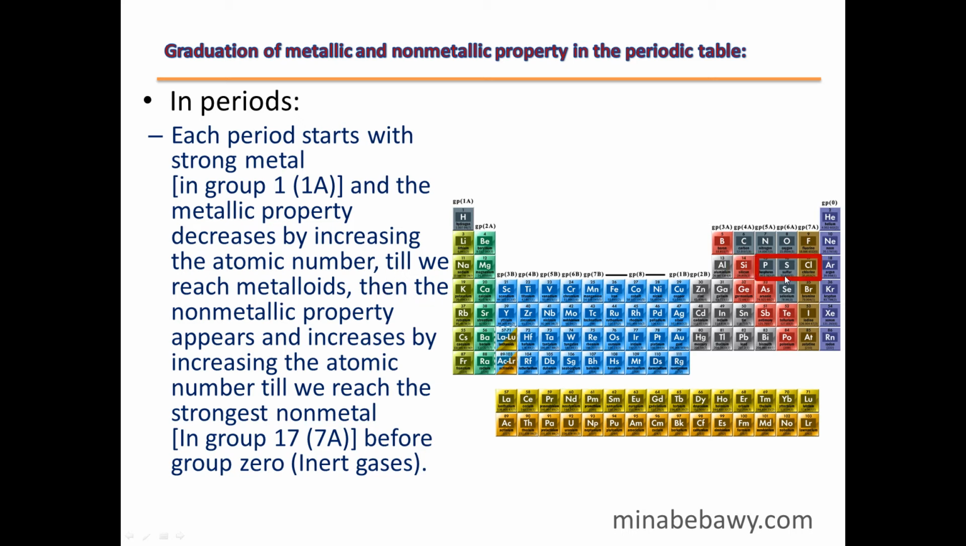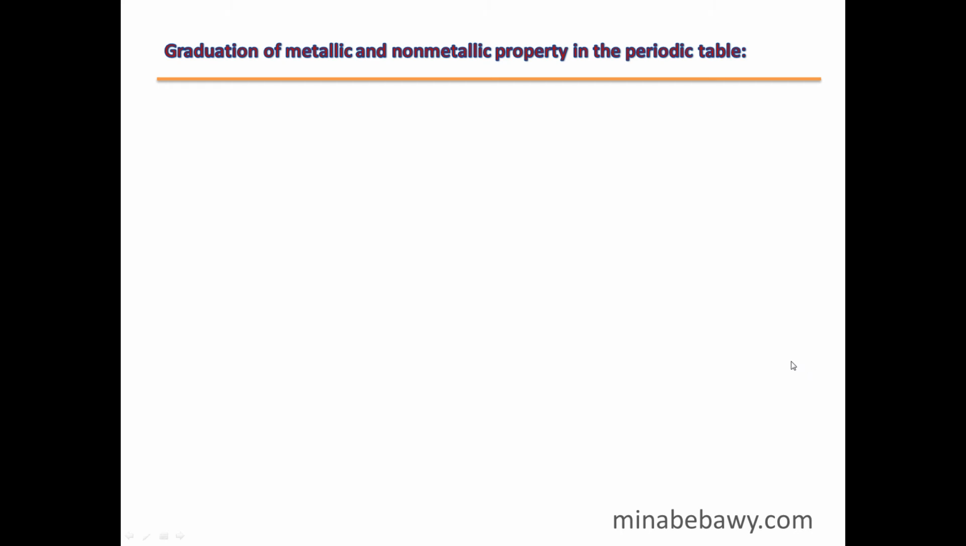Then the non-metallic property appears and increases by increasing the atomic number. So non-metallic property increases in periods as we go from left to right by increasing the atomic number, till we reach the strongest non-metals in group 7A or 17, just before group 0, which is the noble gases.